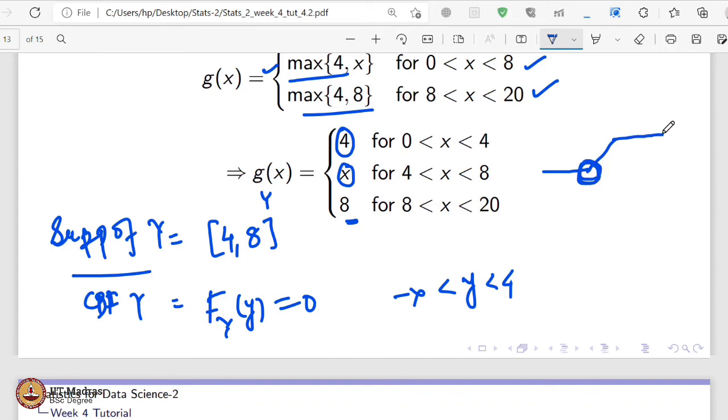And then again there is a sharp change here, so that function will see, till minus infinity till 4, the value would be 4, not minus infinity, from 0 to 4 the value is 4, and then there is a sharp increase, okay. So that's why this function is not differentiable at x is equal to 4, right? And again at x is equal to 8, this function is not differentiable.